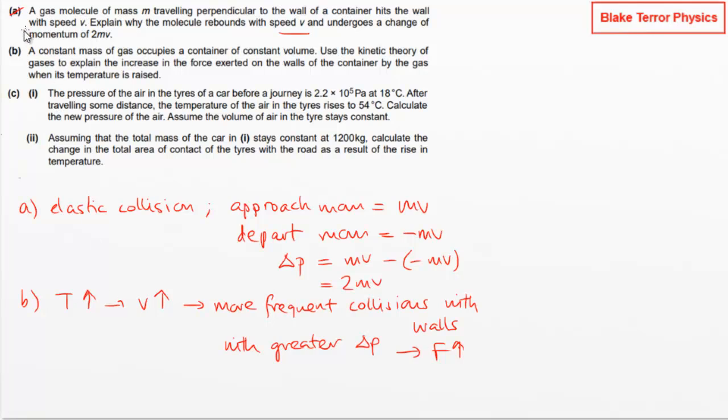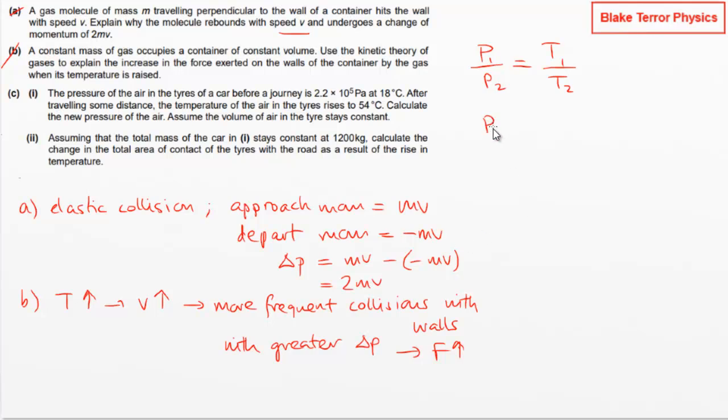Right, part C. The pressure in the air in the tyres of a car is given at the start of a journey. Then the temperature goes up, so calculate the new pressure. Well, the pressure is proportional to the temperature, so we can do P1 over P2 is equal to T1 over T2, because whatever the constant of proportionality is, that cancels out when we take the ratios.